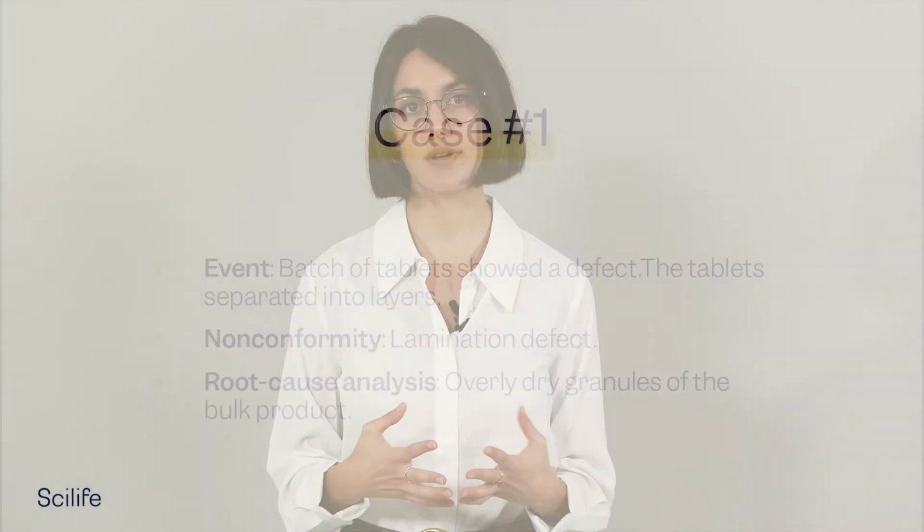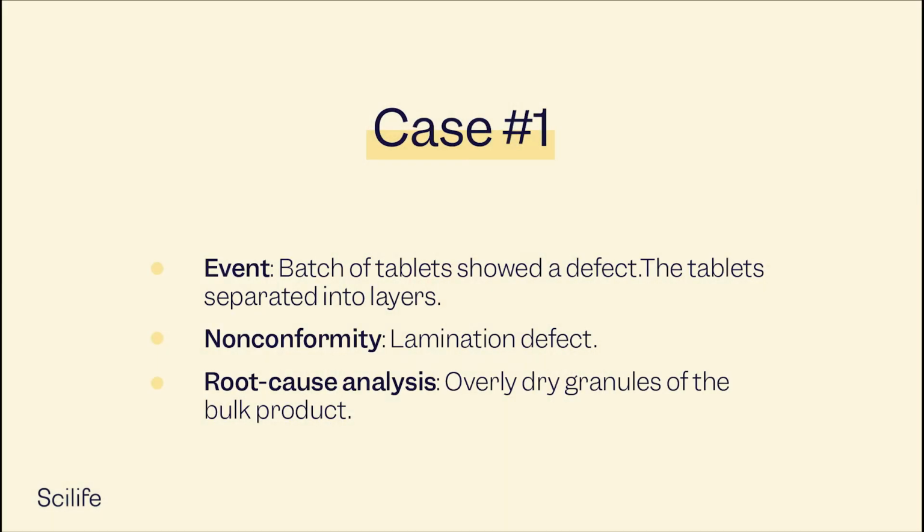Root cause analysis identified an excessive quantity of dry granules of the bulk product due to poor drying conditions. In other words, the granules were overly dry. There are two CAPAs that can be applied. Which one is preferable?